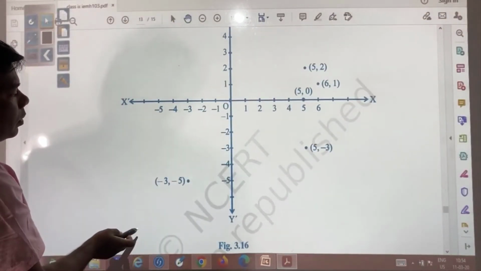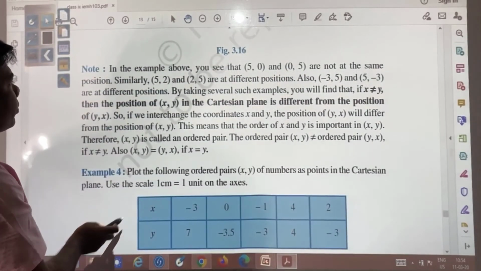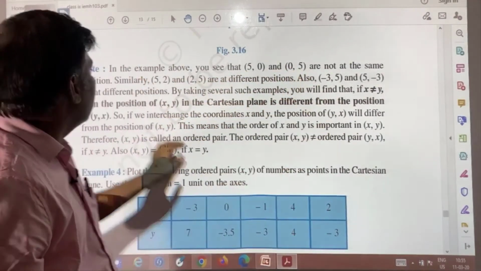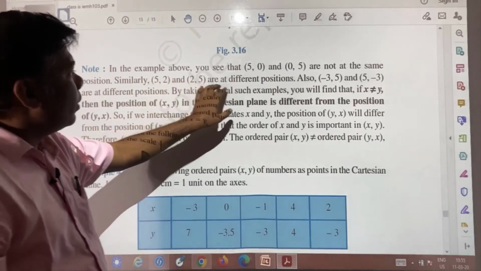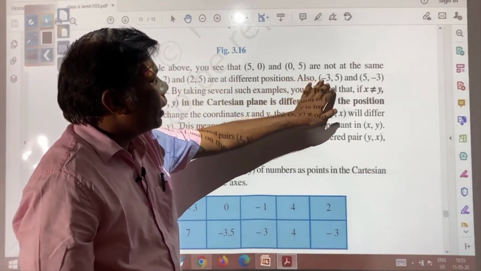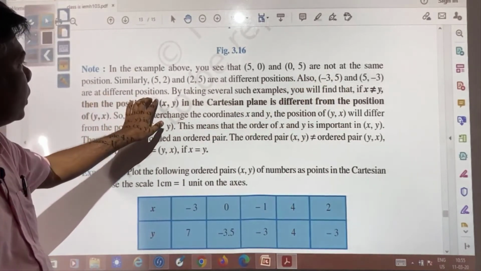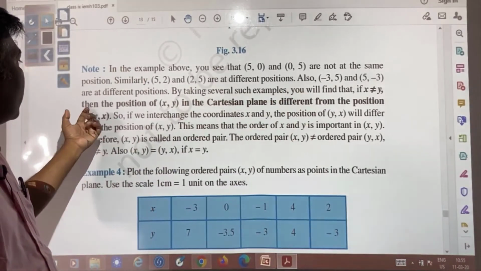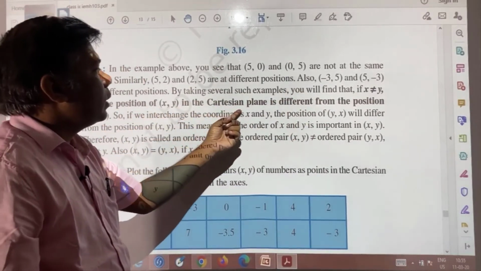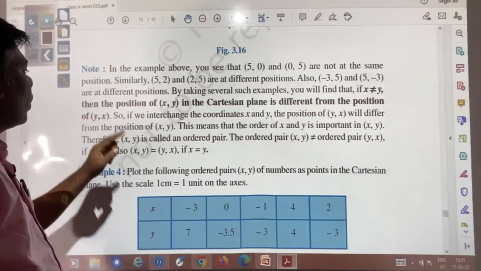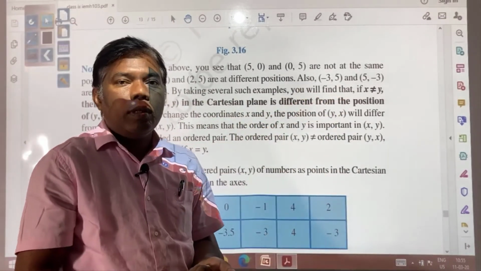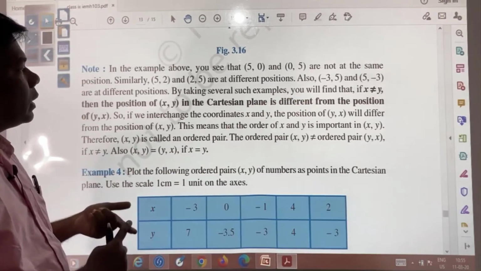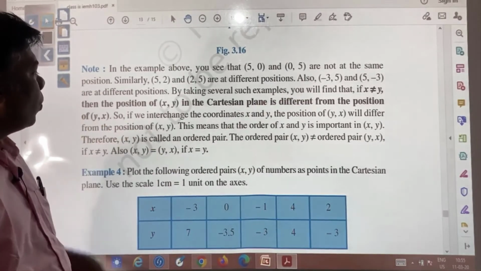So this has been shown. In the example above, you see that (5, 0) and (0, 5) are not at the same position. Similarly, (5, 2) and (2, 5) are at different positions. Also, (-3, 5) and (5, -3) are at different positions. By taking several such examples, you will find that if x is not equal to y, then the position of (x, y) in the Cartesian plane is different from the position of (y, x). Means if x and y are equal, then it may be the same, but if they are not equal, then (x, y) cannot be equal to (y, x).